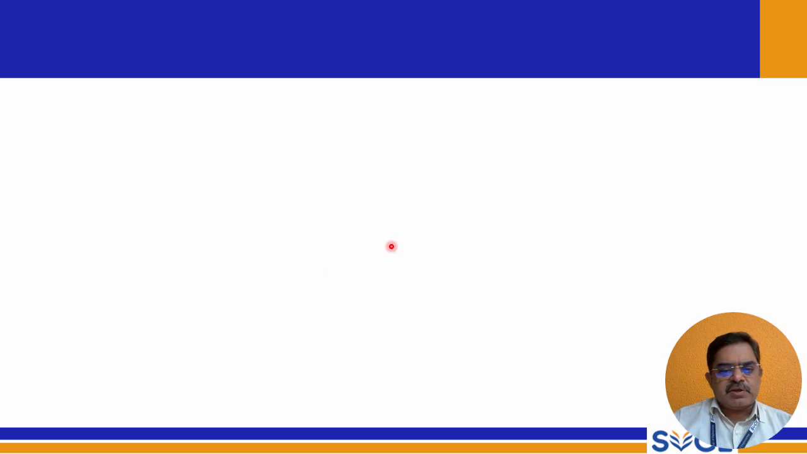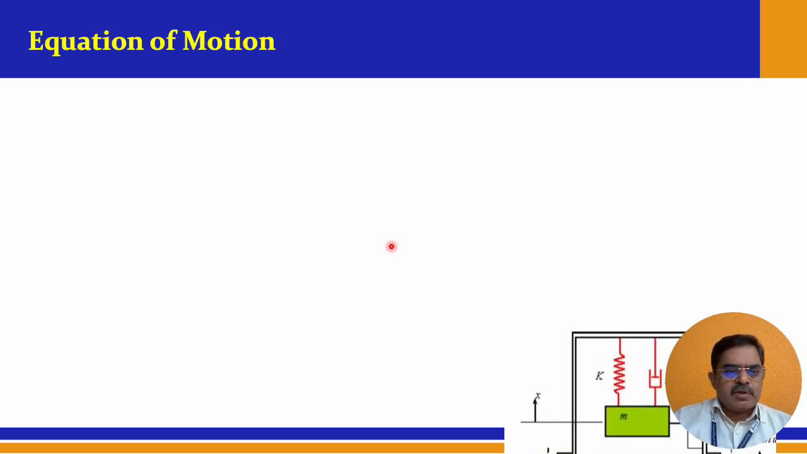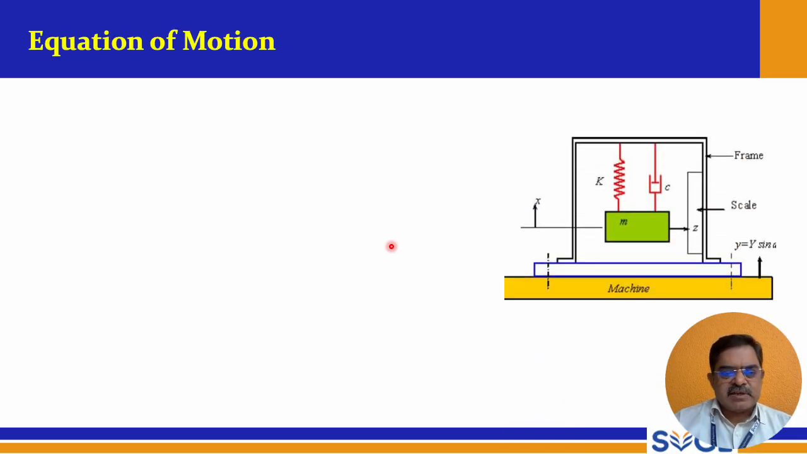Next, the equation of motion. Here this is a spring mass damper setup. You can see this is the spring, and k is the spring coefficient, whereas m is the mass, and c is the damping coefficient. It is attached to the frame, and you have a scale. On the scale, the displacement of the mass can be measured, in terms of plus x and minus x.